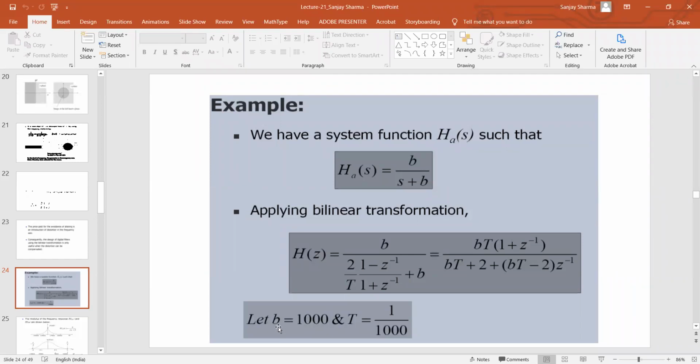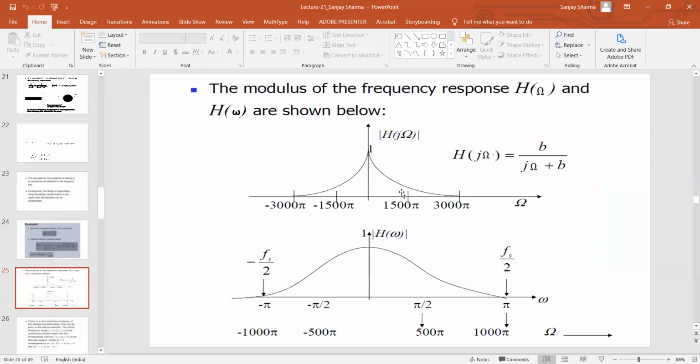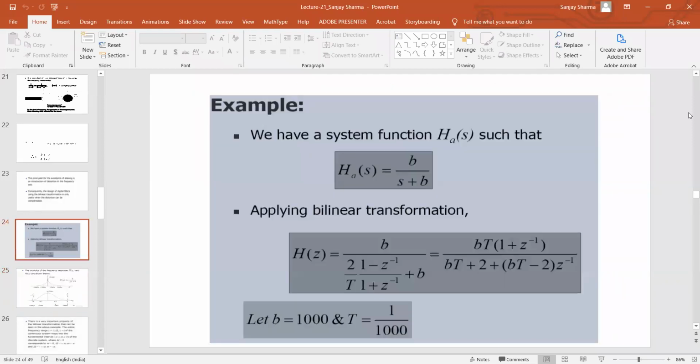Now, if we take b equal to 1000 and capital T equal to 1 by 1000, how do we get the frequency response of this analog filter? Just replace this s with j capital omega. That will give you the frequency response in the analog domain. We know how to get the frequency response in the z domain: replace every z with e to the power j omega.